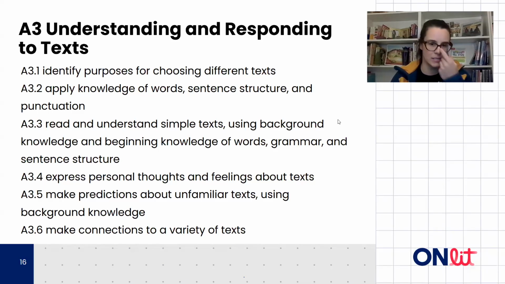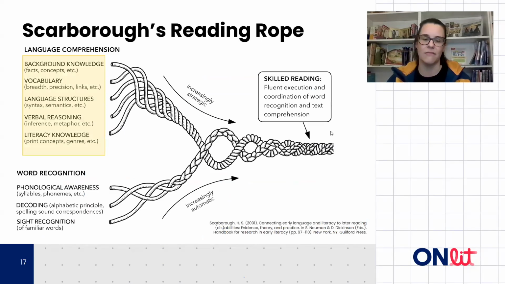And you can see a lot of familiar ideas here. The idea that they are identifying the purpose of choosing text, they're applying their knowledge of words and sentence structure and punctuation, they're reading and understanding simple text, the background knowledge, their knowledge of words and grammar. They're expressing their personal thoughts and feelings about text, as well as making predictions, using background knowledge, and again, making connections to a variety of texts. So again, when we think about interactive read-alouds and we think about skilled reading, you can see that all of those elements of that specific expectation, again, are mirrored in Scarborough's reading rope. So we are really leading our students now towards that skilled reading.